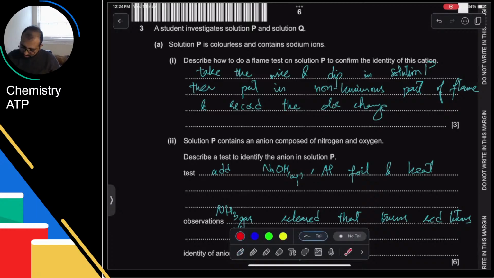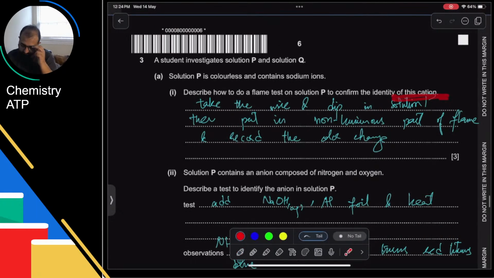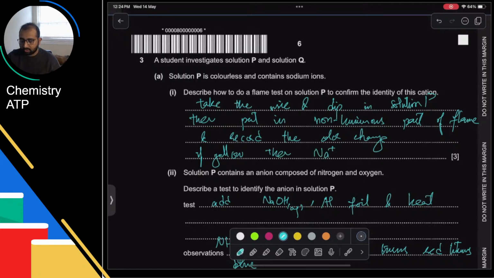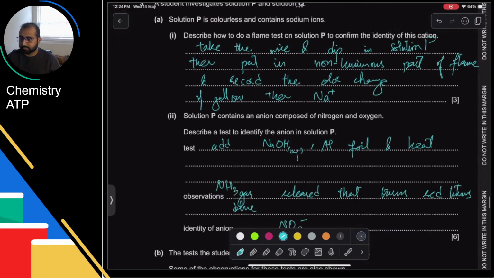Oh wait, they asked us to confirm the identity. So the color change should be yellow. I think sodium is gonna be yellow. So where is it? Yeah, so yellow flame will tell me that it is, if it's yellow, then sodium ion. Always write ion for flame test. Okay.